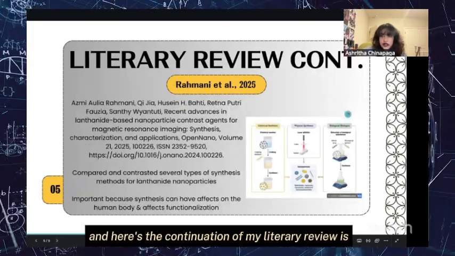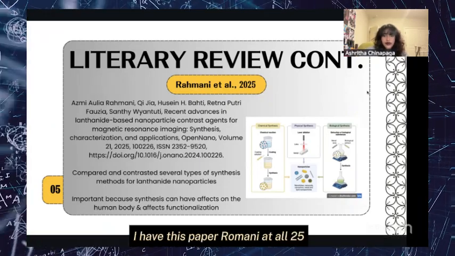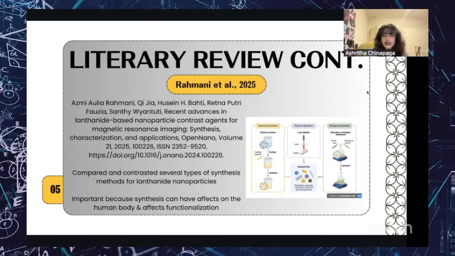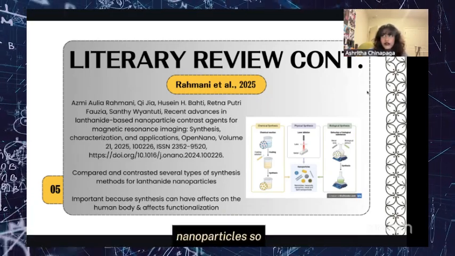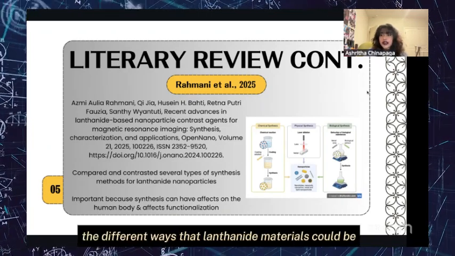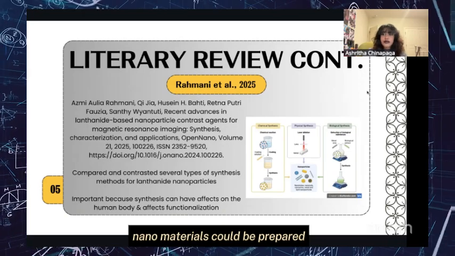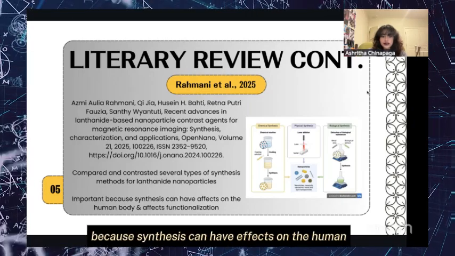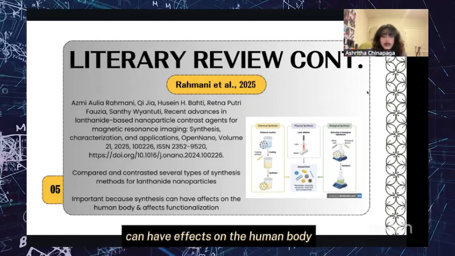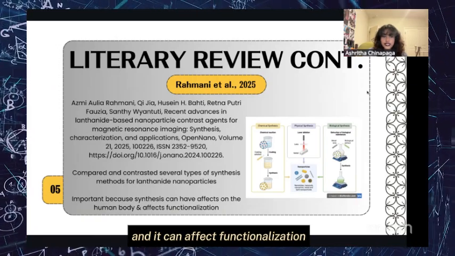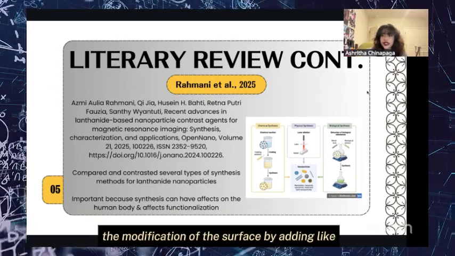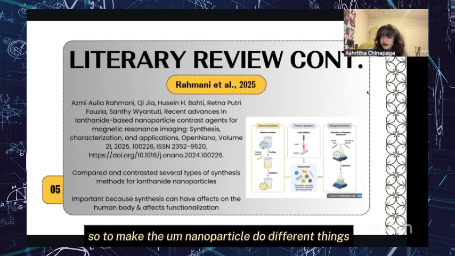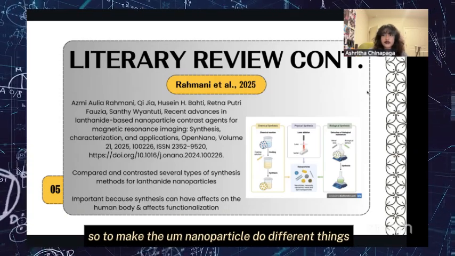And here's the continuation of my literature review. I have this paper, Ramani et al. 25, and this paper was also really helpful because it compared and contrasted several types of synthesis methods for lanthanide nanoparticles. It talked about the different ways that nanomaterials could be prepared, and what the advantages and the disadvantages were. And this was really important because synthesis can have effects on the human body, and it can affect functionalization, which is just, as I was talking about earlier, the modification of the surface by adding proteins or DNA or antibodies, so to make the nanoparticle do different things.